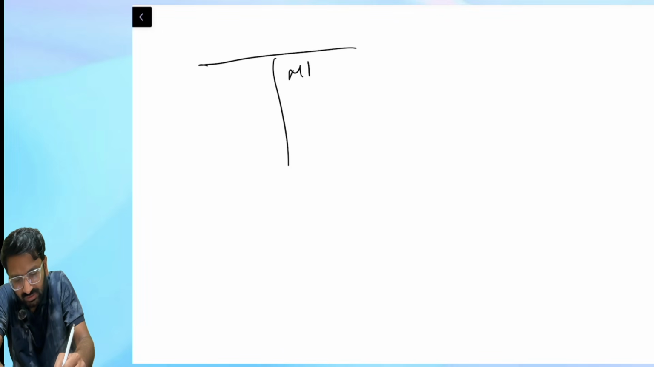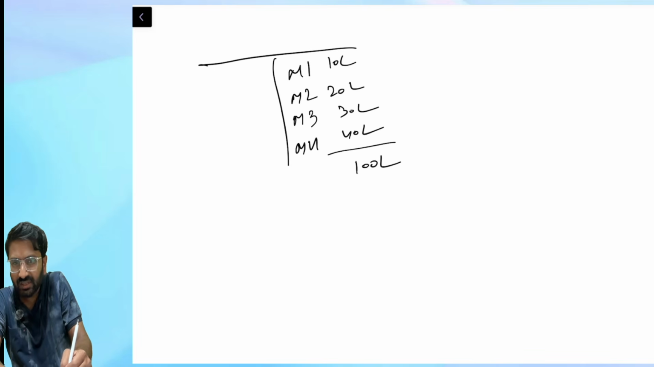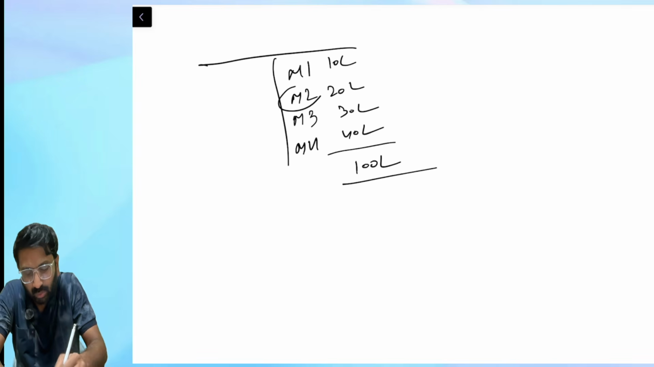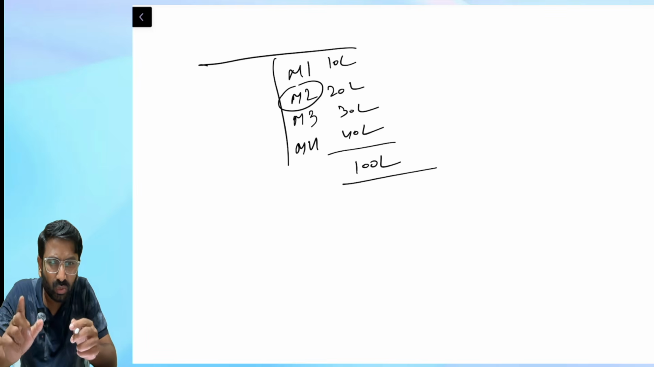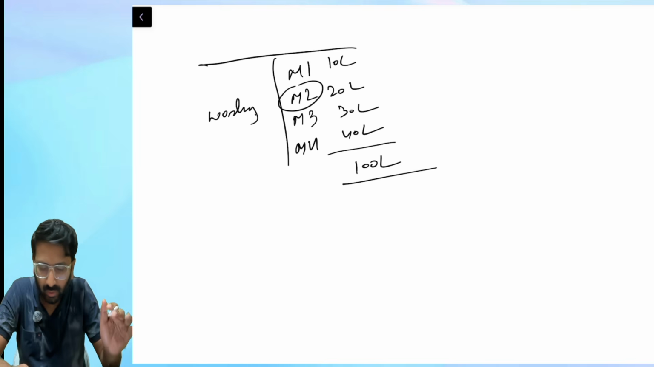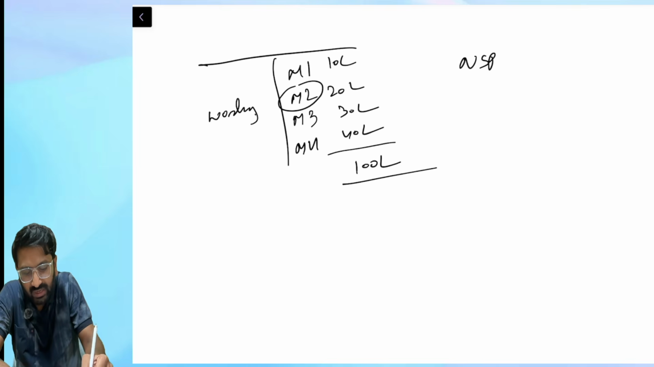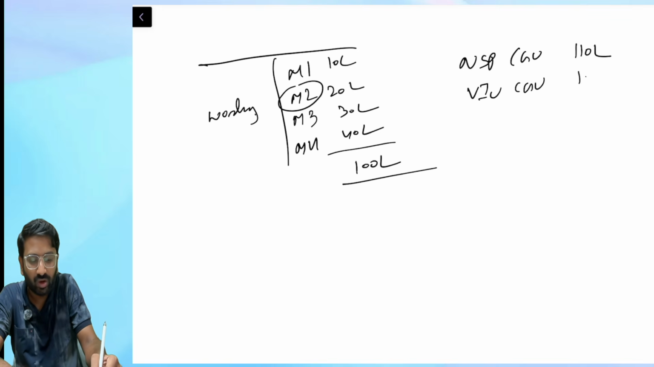Let's say we have 4 machines, M1, M2, M3, M4. And the carrying amount we know 10, 20, 30 and 40, total 100. And let's say machine 2 is physically damaged because of some accident in the factory. But even though it got physically damaged, still the machine is in working condition, let's say. Okay. The net selling price of the entire group, 110 lakh. Value in use of the entire group, let's say 105 lakh.